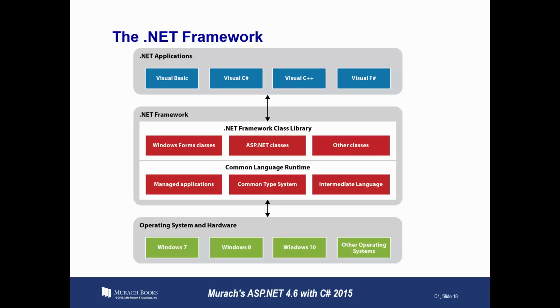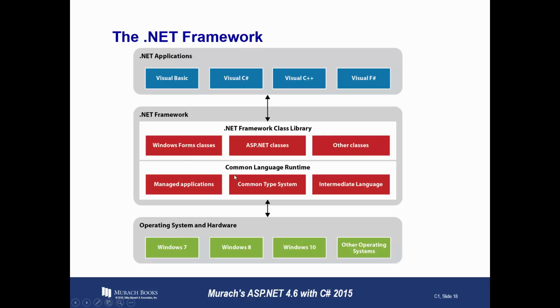As they mentioned there, .NET applications work by using services of the .NET framework, which in turn accesses the operating system and the hardware on an as-needed basis. The .NET framework consists of two main components, the .NET class library, which again, right here, provides pre-written code that are known as classes that are available for anything you might want to do.